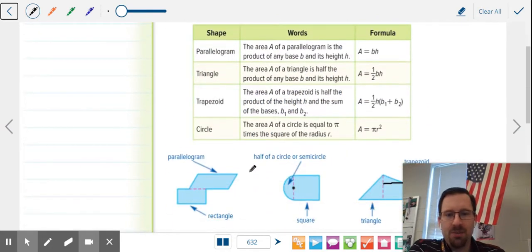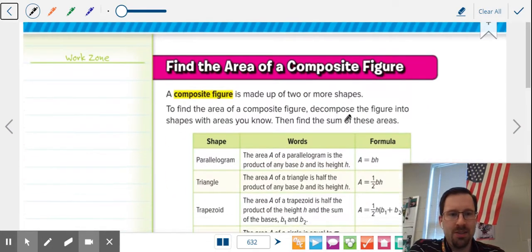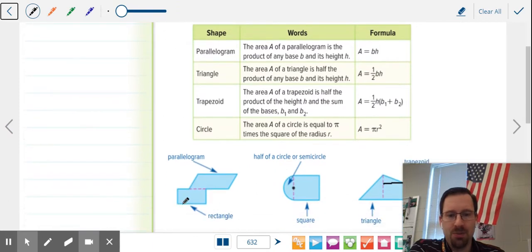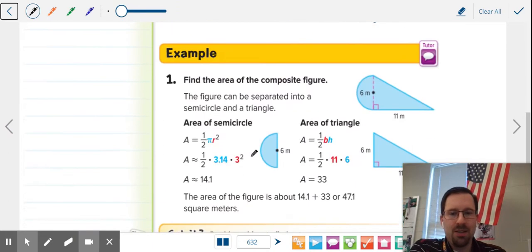Did we talk about rectangles? No, rectangle is length times width. That's not written here, but that is what it is. Area equals length times width. It's the most basic of areas.